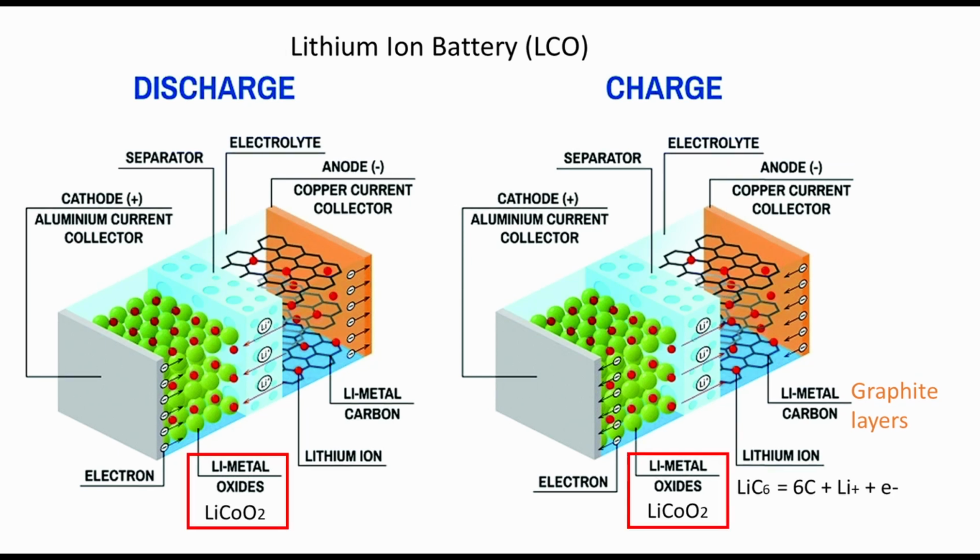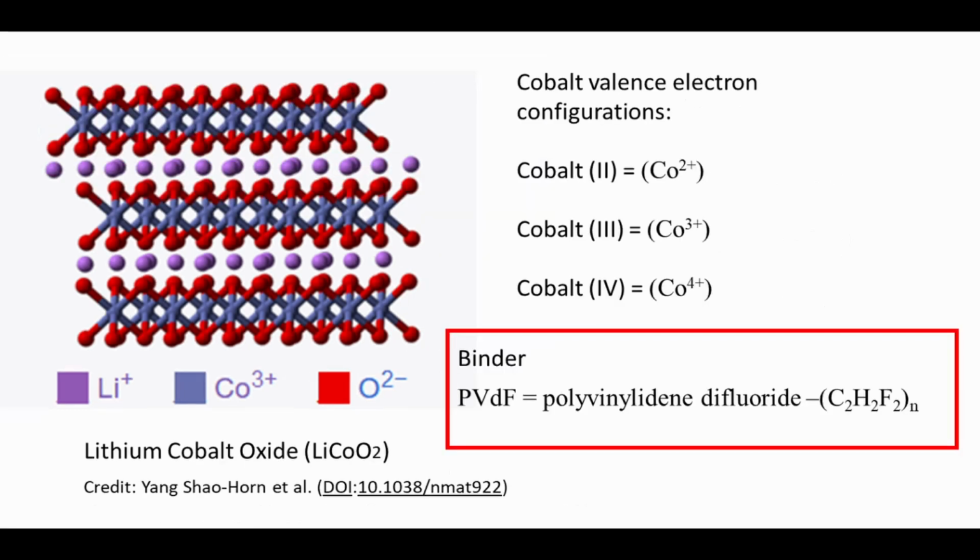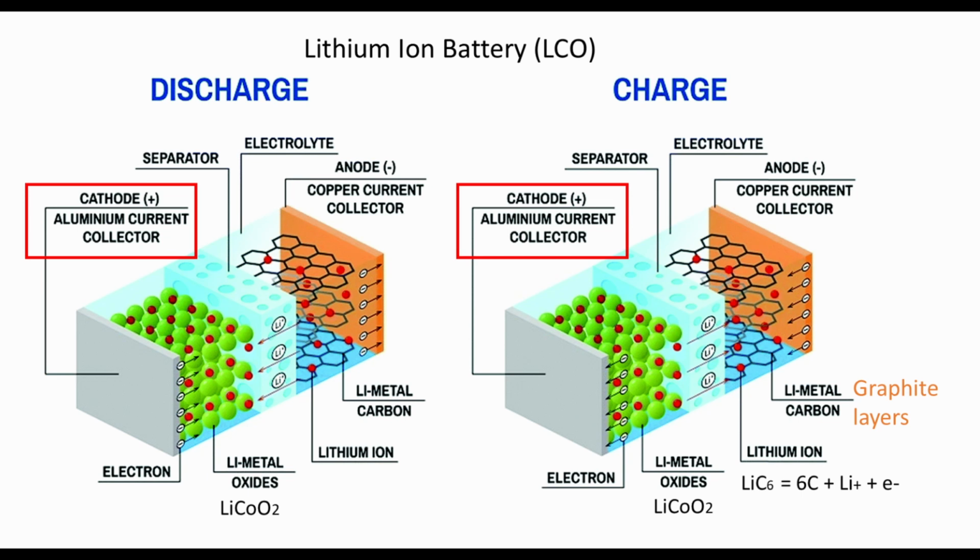The LCO cathode material is lithium cobalt dioxide. The cobalt is in its cobalt-3 valence electron configuration, Co3+. The cathode material can use a polymer binder such as PVDF, polyvinylidene difluoride. The cathode end caps are aluminum.